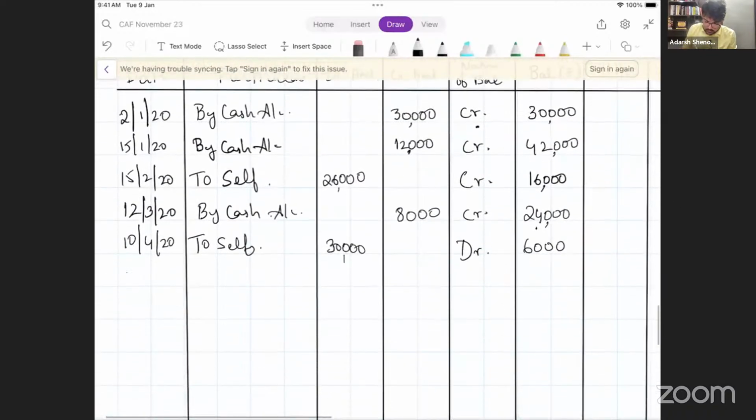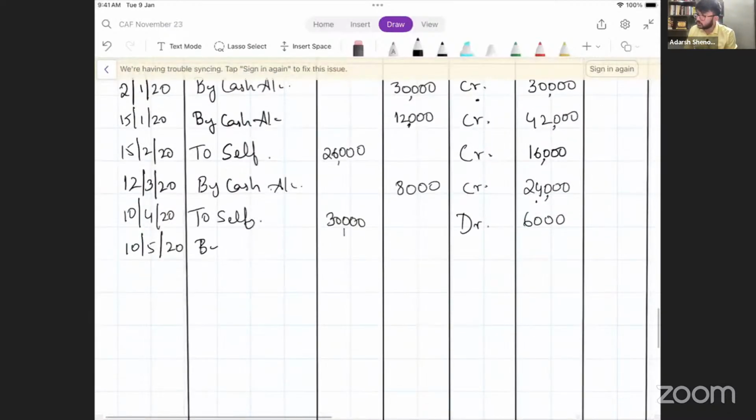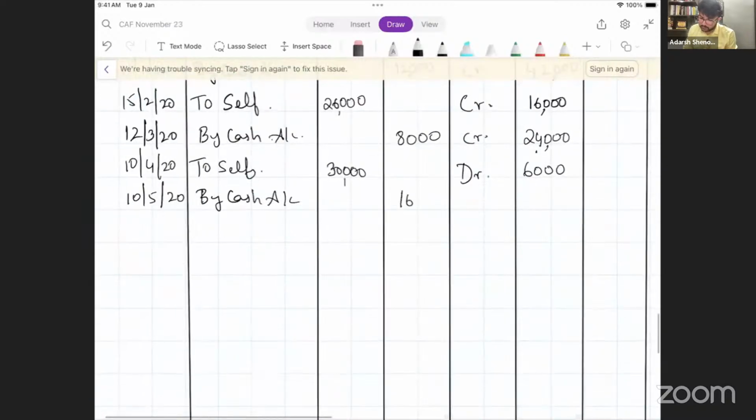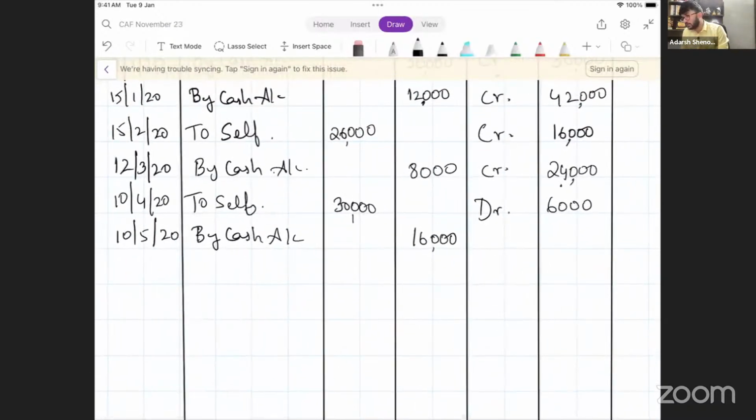Next, 10th May. He's depositing money again. The entry is cash account debit to Vinod's account. We're going to credit his account, right? Cash account debit to Vinod's account, 16,000. Again, look at this. 6,000 debit balance was there. I am crediting 16,000, which is more. 6,000 debit, 16,000 credit, which is more? Credit is more, by how much? 10,000. So credit balance 10,000. Simple.